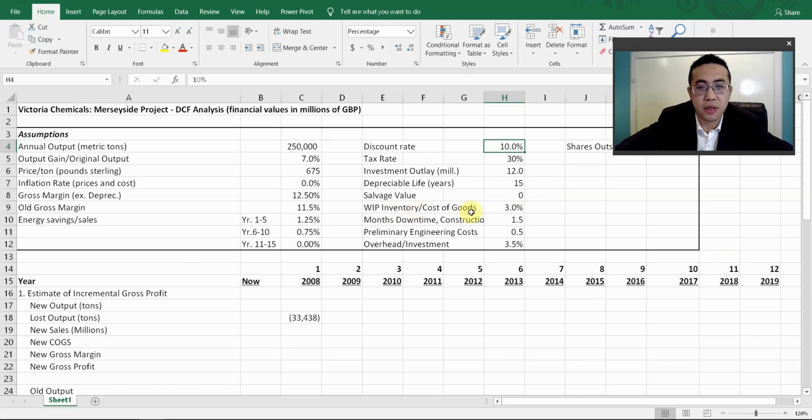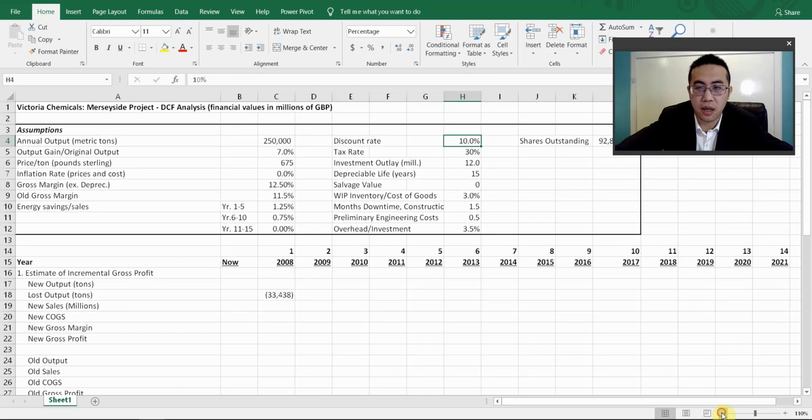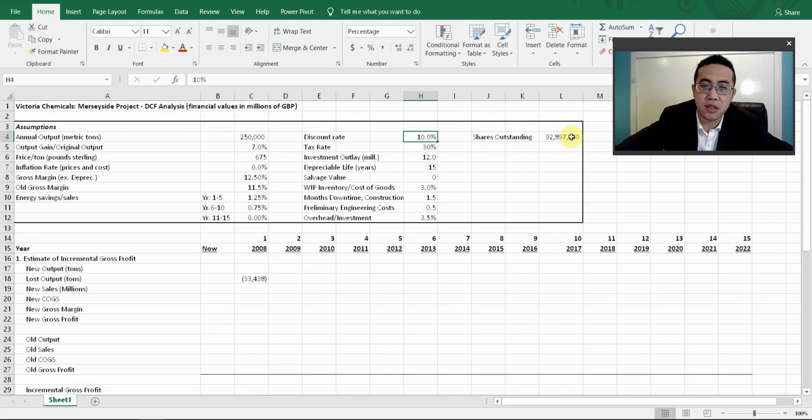The working inventory as a percent of cost of goods is 3%, and you also have some downtime for construction, which would give you some suffering on the sales, but I have incorporated that here for you. And also you have the engineering cost, and you also have overhead cost. The overhead basically is a fixed expense. That's 3.5% of your investment outlay. And there's also shares outstanding.